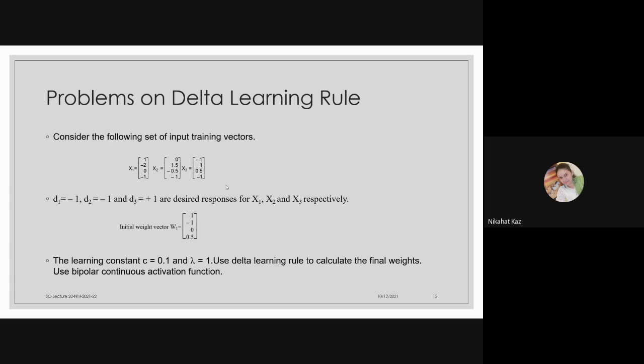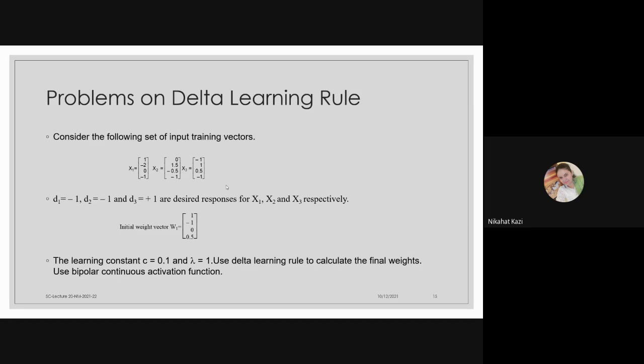Let us solve one example on the delta learning rule. Whenever we have a problem on the delta learning rule, since it is a continuous activation function, that is a problem. Second thing is the derivative; the equation is complicated, so it will not be as fast as the perceptron learning rule. But the method remains the same. The steps that you need to follow are the same.